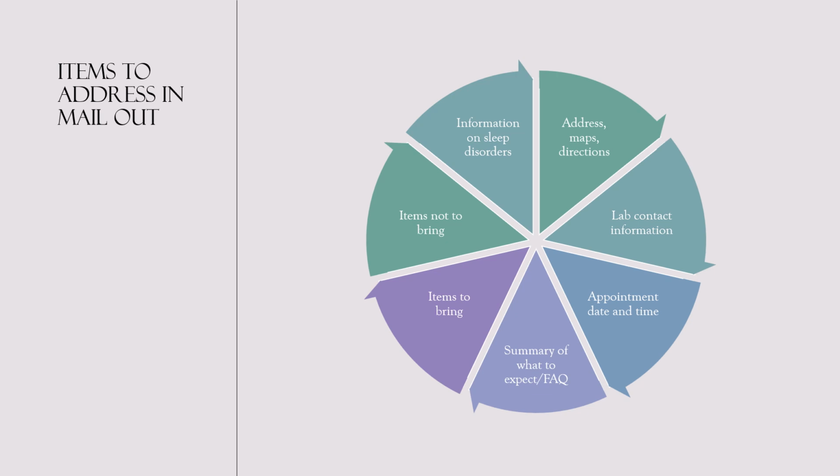Mail outs are good ways to inform patients about the sleep lab. It's something they can physically have and they can put it on the refrigerator and they can look at it because people can forget what's told to them vocally, but they can always go back to the paper. Things to have in the mail out include the lab address, how to get there through a map and directions, the appointment date, time, and a summary of what the test will be like.